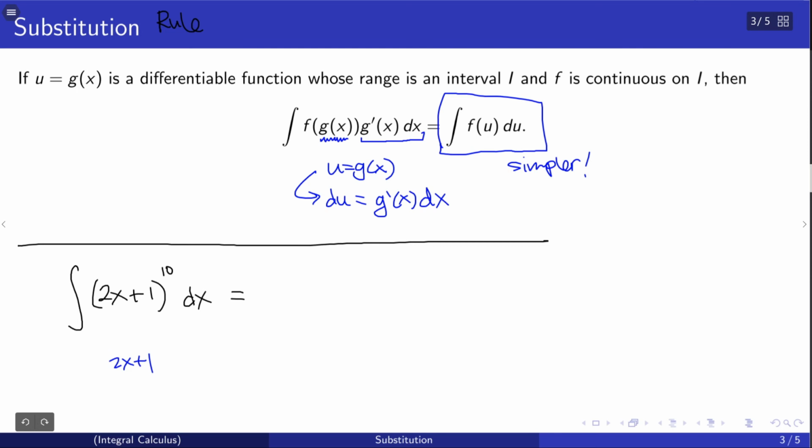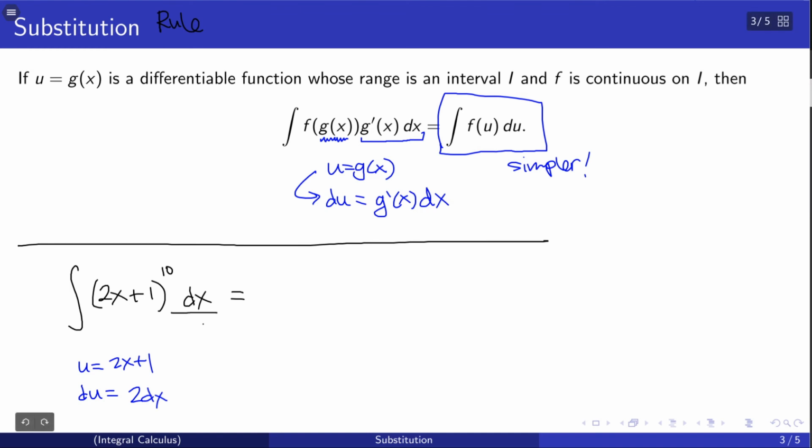And so if we set u to be equal to 2x plus 1, does that actually get us anywhere? Well, let's see. du is what? Well, du/dx, the derivative of u with respect to x, is 2. So du is 2 times dx. Okay, but wait. We don't have 2 times dx here, right? We just have dx.